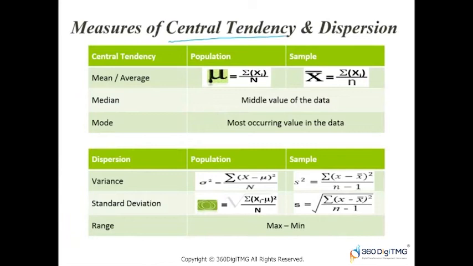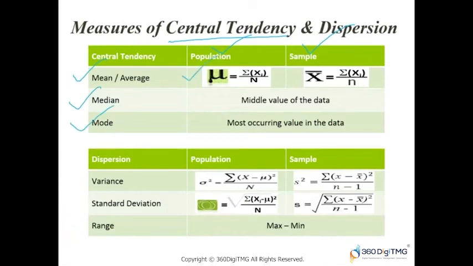Let's look into first measures of central tendency. We have discussed population and sample, the notations used, and the formula used to calculate each one of these would differ a little. So please pay attention here. There are three measures of central tendency. One is mean, one is median, and the third one is mode.